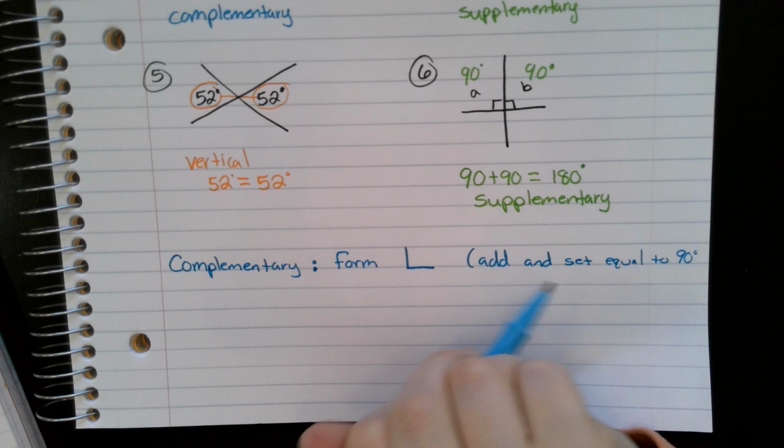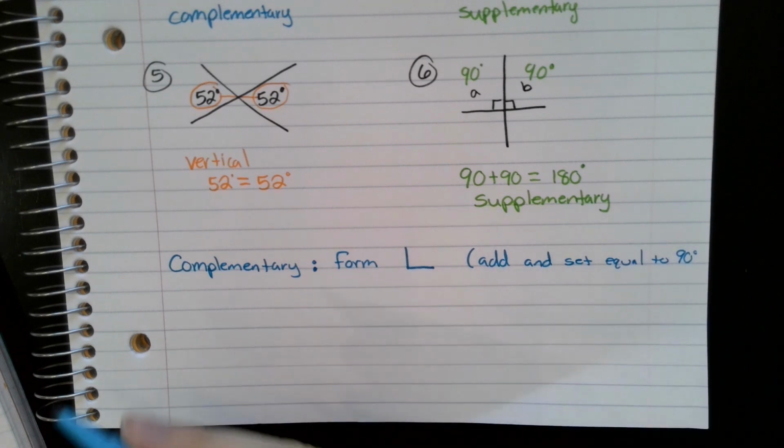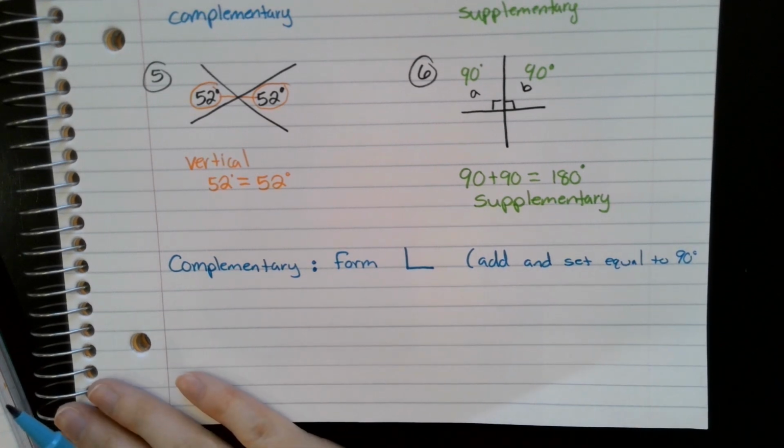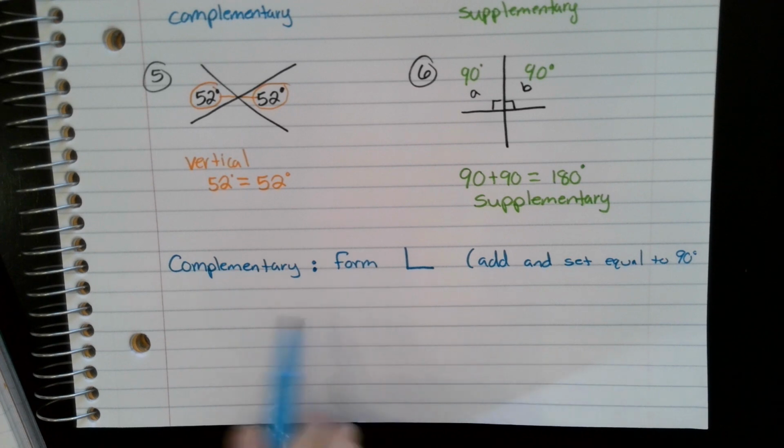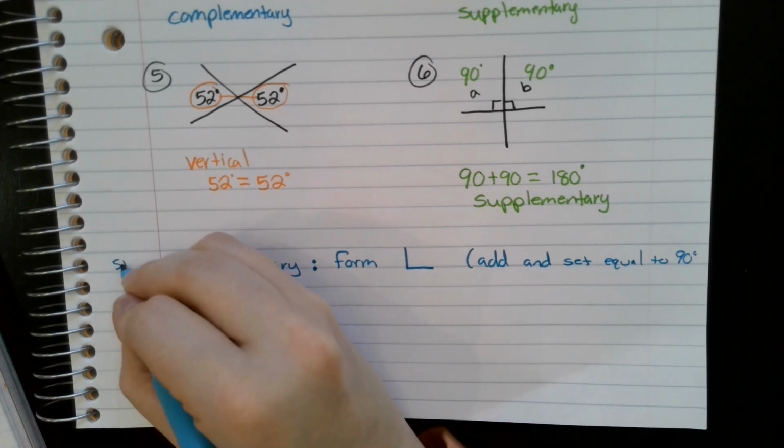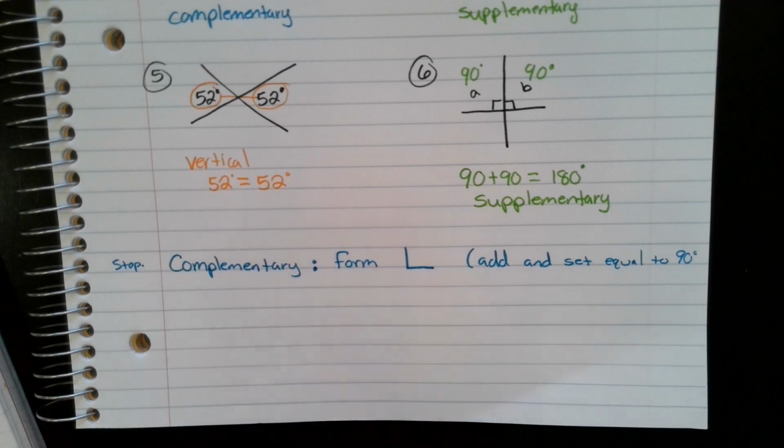And the reason I'm putting that down there is you add and set equal to 90 is because eventually you might have to solve for a missing angle relationship. So actually we're going to pause here. We're going to stop here and we'll continue our video tomorrow's lesson. Okay?